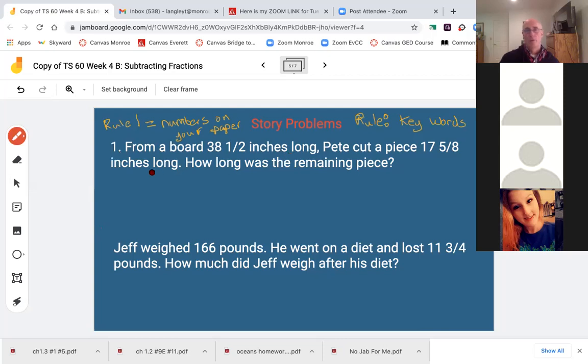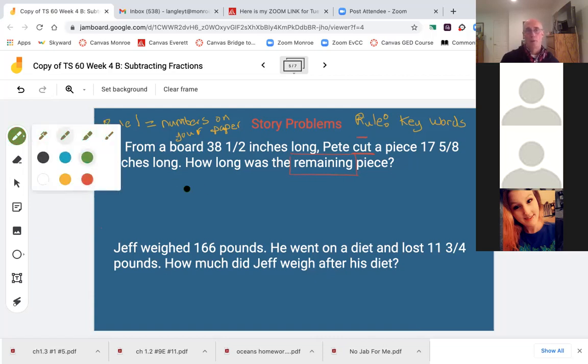The word remain. Well, first of all, from a board that's 38.5 inches long, cut. Okay, I'm just going to model for you. If I see the word cut in my brain, I think minus, taking away. Cut a piece 17.5 inches long. How long was the remaining piece? This word remaining means subtraction almost every single time in story problems. When you see, if it says how much is left or how much is remaining, you're looking at subtracting.